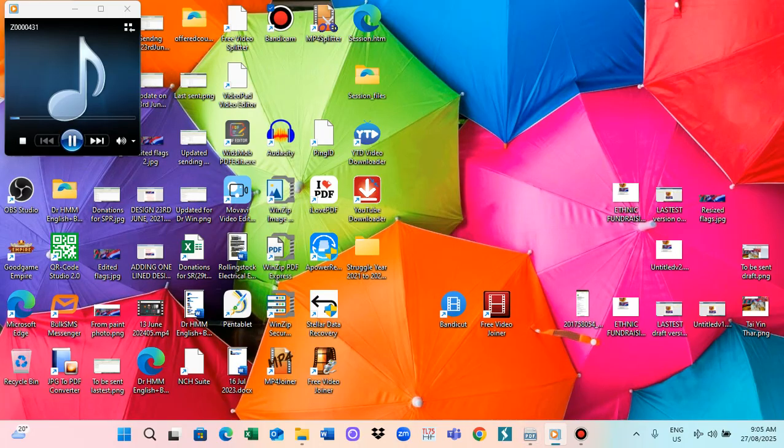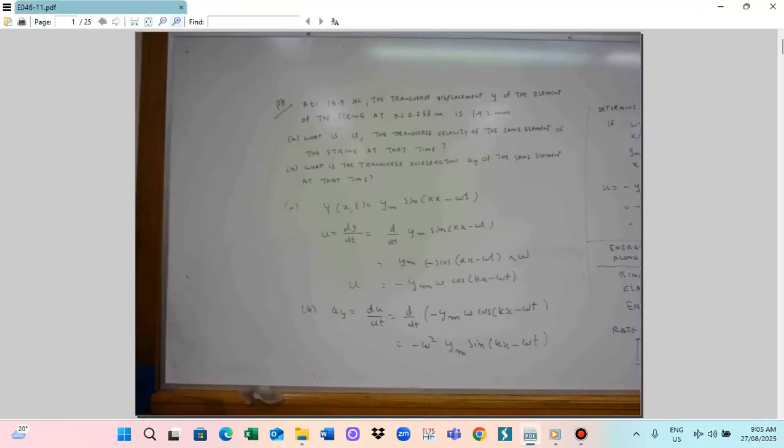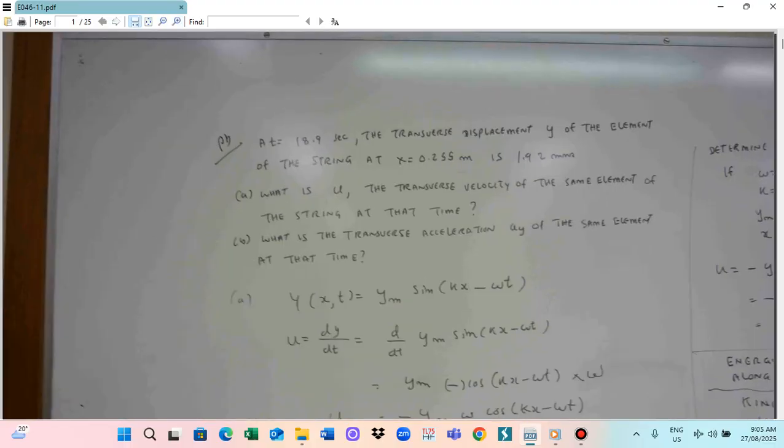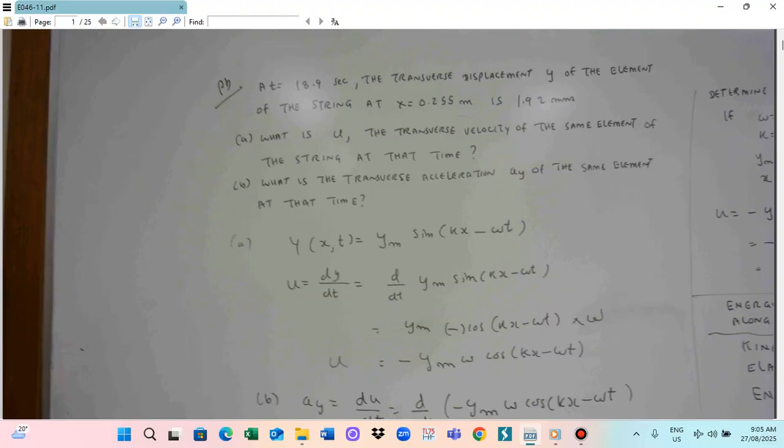At 18.9 seconds, the transverse displacement y of the string element at x equal to 0.245 meter is 1.92 millimeter. So what is u? Now u is the transverse velocity of the string element.